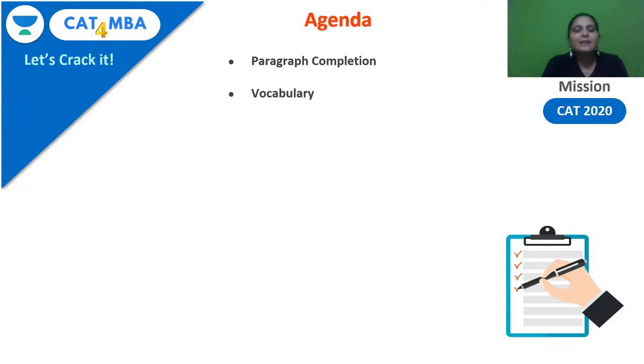But most importantly, the agenda for today is paragraph completion and vocabulary. Vocabulary we'll do like we did yesterday. As I promised you, every single day we'll add new words to our vocab. And paragraph completion, we'll start with where we left yesterday. We did question number 11 and 12 when it came to completing the paragraph in between. So we'll start with that.